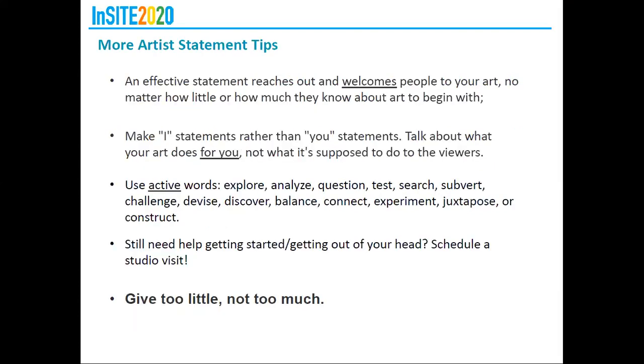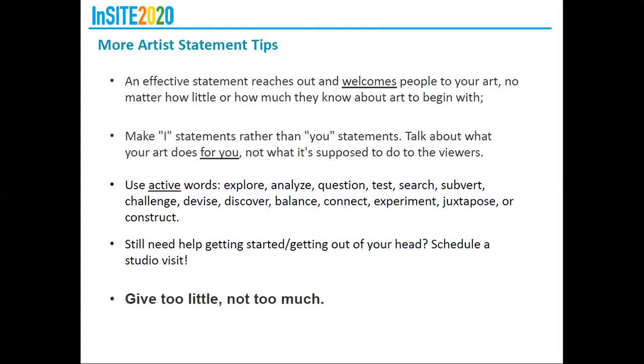Some more tips. An effective statement really welcomes people to your art. You don't have to have a PhD in order to appreciate what you're looking at. Make I statements rather than you statements. Try and avoid phrases like, you typically feel, et cetera. You should be talking about yourself and not what the viewer is experiencing. Use active words whenever possible. Get out the thesaurus and find some great verbs to really help make your artist statement come alive.